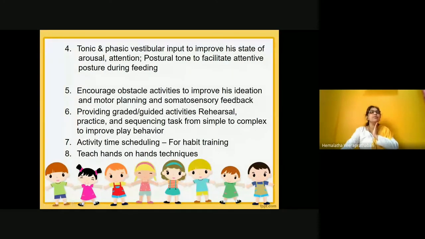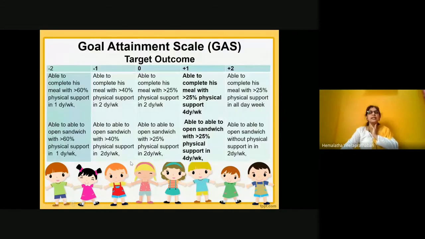so that she herself finds a way to take a spoon if it drops, and she will act as a more conscious effort. So provide graded and guided activities in rehearsals, practice and sequential tasks from simple to complex to improve her play behavior and the performance. Activity time scheduling for habit training, teach hands-on techniques.